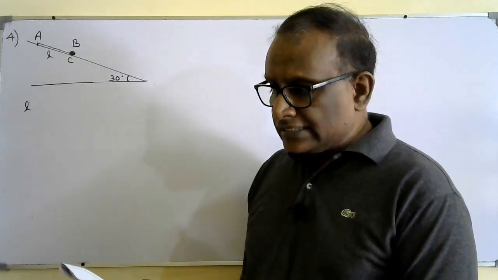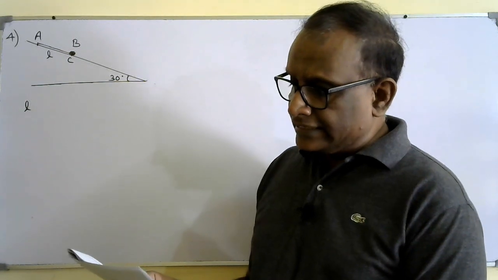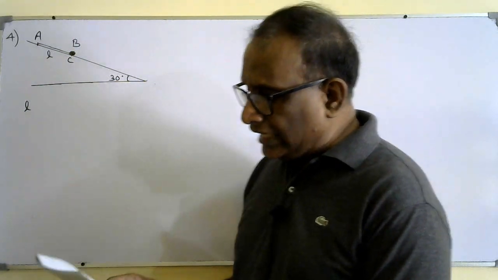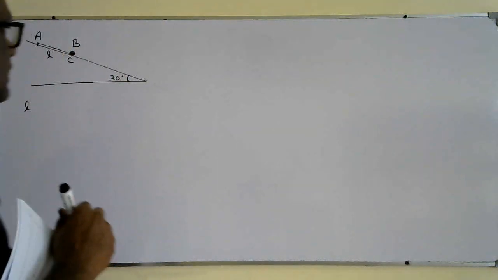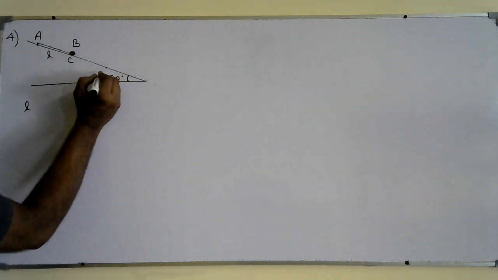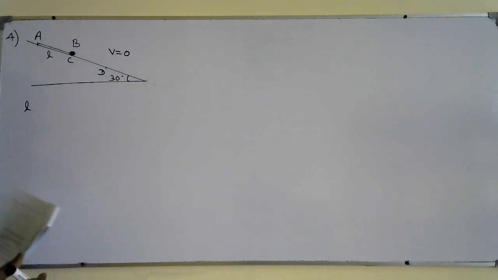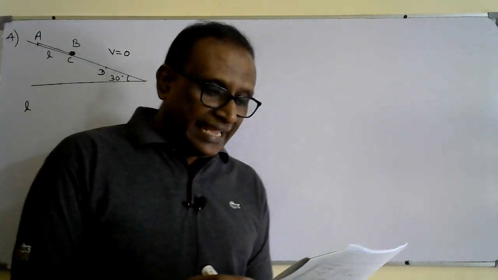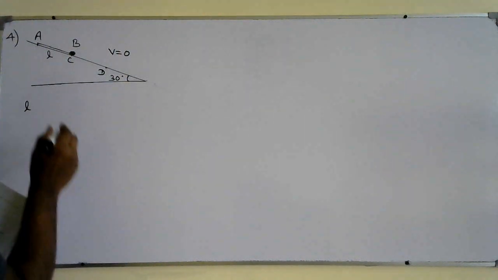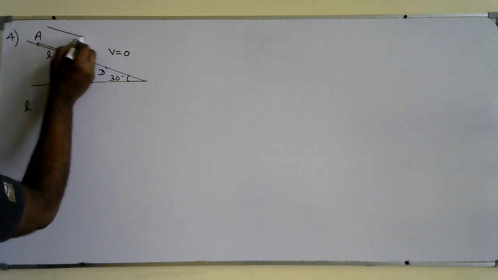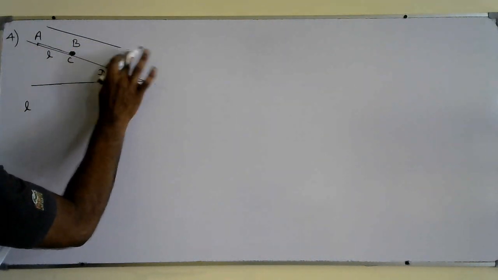The ball is released and comes to instantaneous rest at a point D on the plane. So there the speed becomes 0. The final speed becomes 0. And AD is 5L by 4. So A to D, this length is given.